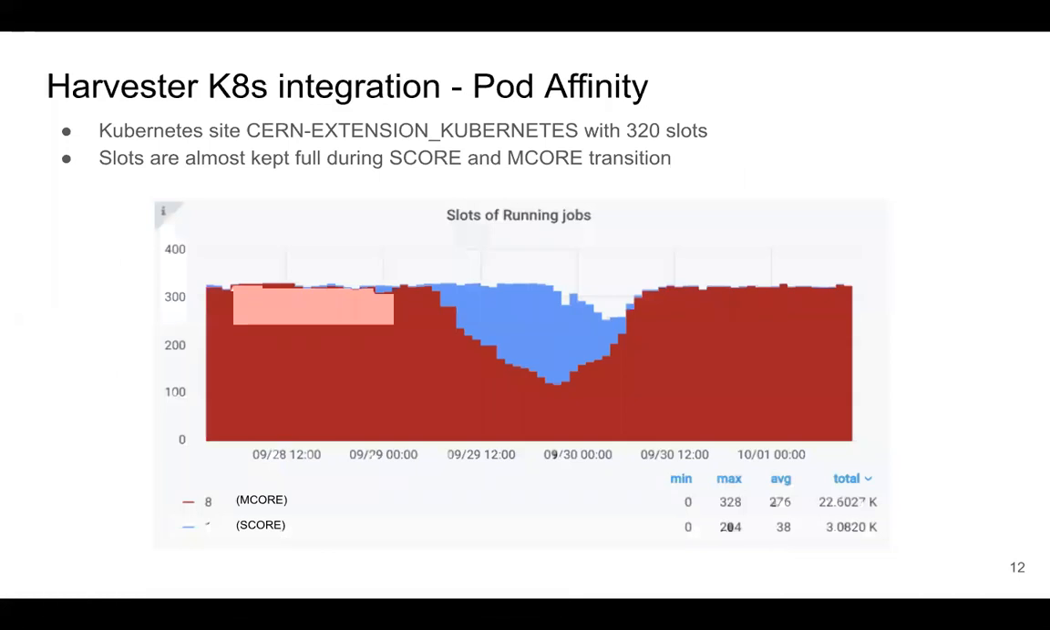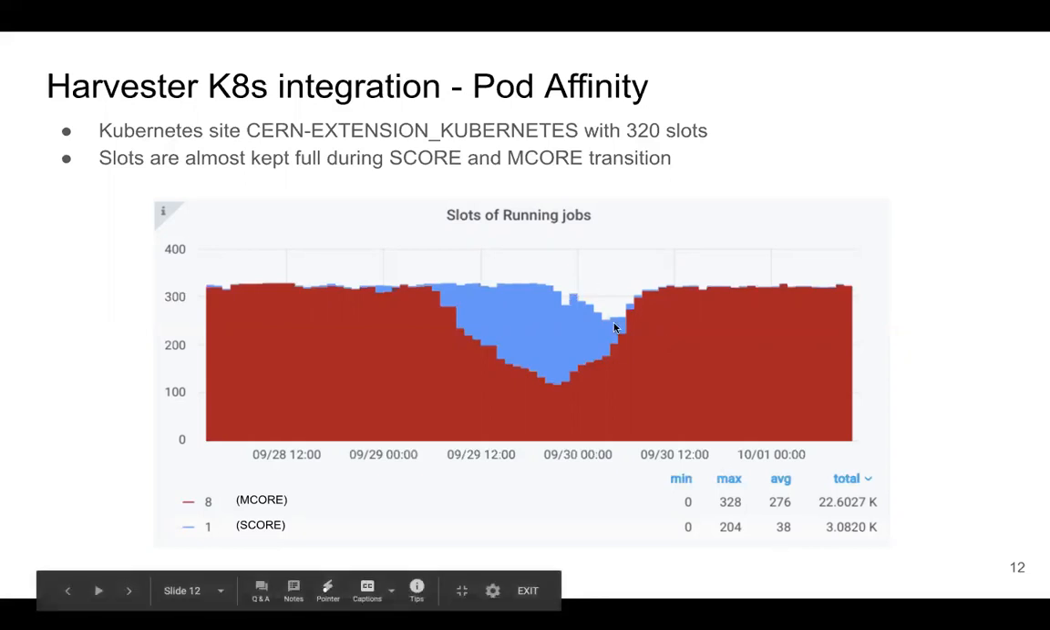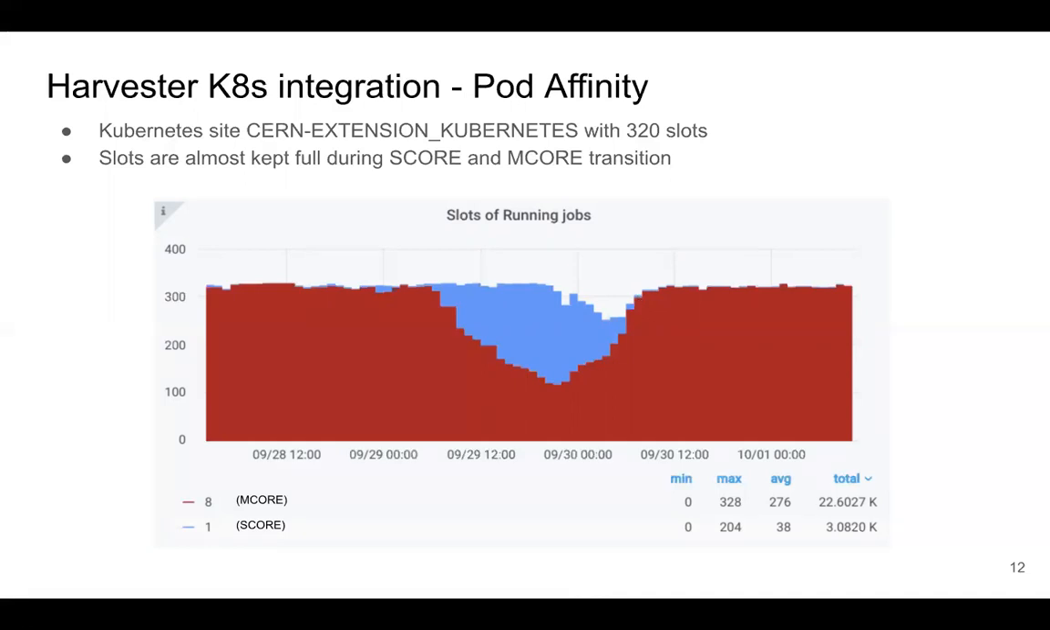And this is an example after applying the pod affinity policies. So this shows you one of our Kubernetes sites with 320 slots. And the plot shows the number of slots in running jobs. And you can see multi-core jobs in brown, red, and single core jobs in blue. In this plot, sometimes there were more single cores and sometimes less, depending on the need of Atlas jobs. And with the affinity policy, you can see that except for a small dip when single core decreased, otherwise the utility was pretty stable and the slots were filled almost all the time.